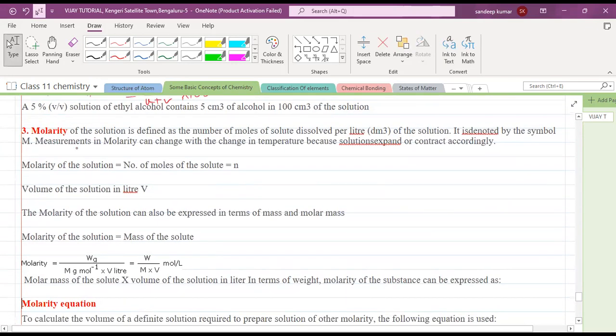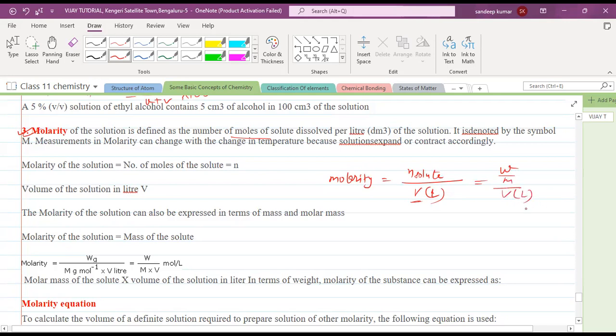Next, you should know about molarity. Molarity is defined as the number of moles of solute dissolved per liter of the solution. So molarity is the number of moles of solute by the volume of solution in liters. How do we find the number of moles of solute? Weight of solute by molecular weight of solute, divided by the volume of solution in liters.